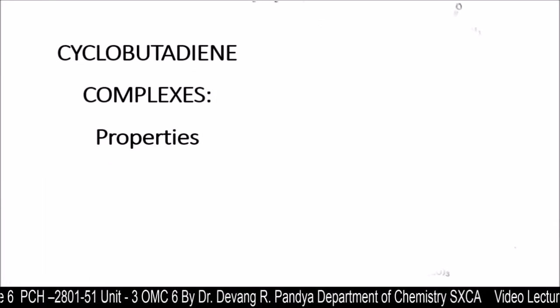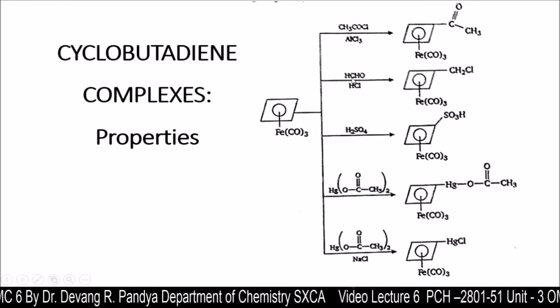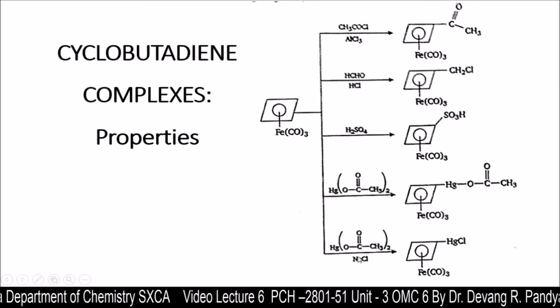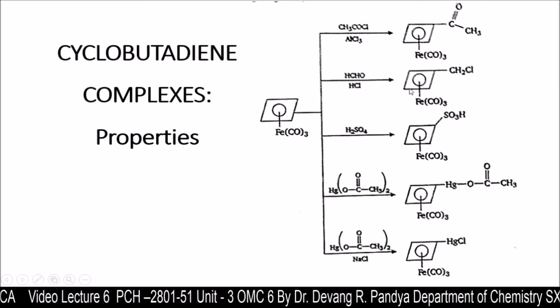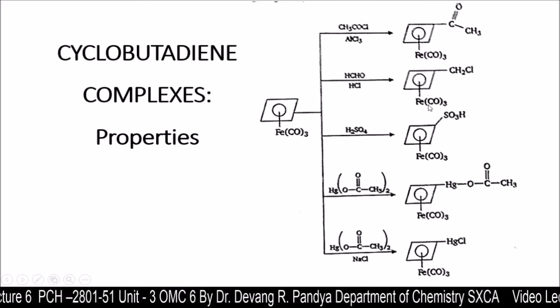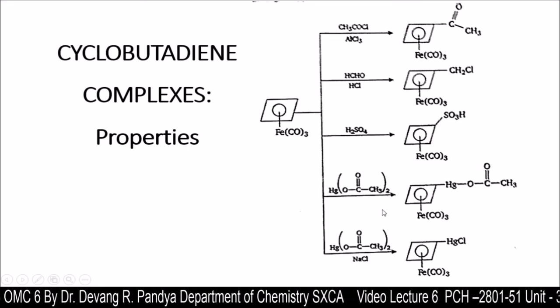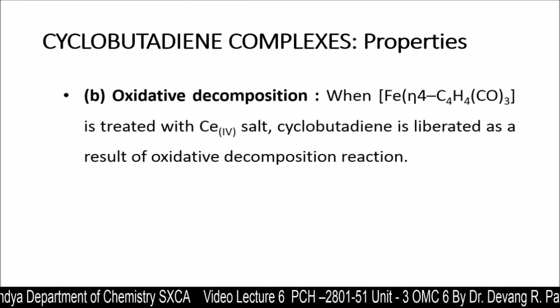We can observe the substitution reactions here with acid chloride, aldehyde, H2SO4, anhydride, and mercuric anhydride as well. In the presence of NaCl, we get different substituted products of the cyclobutadiene complex, and they have their own different properties and applications.